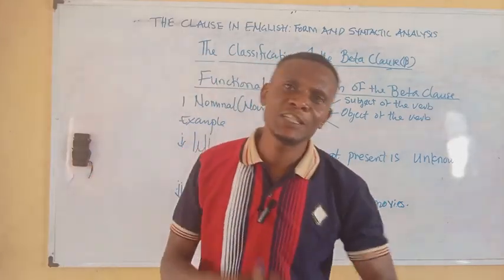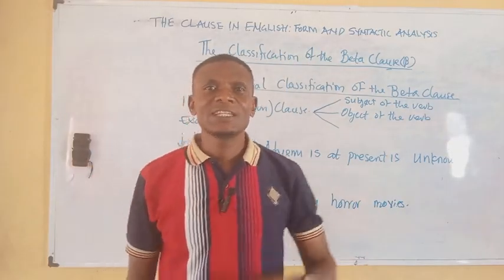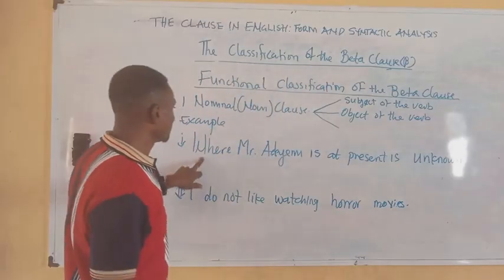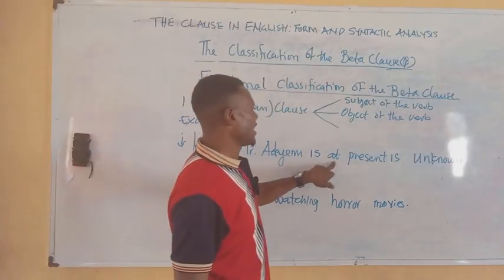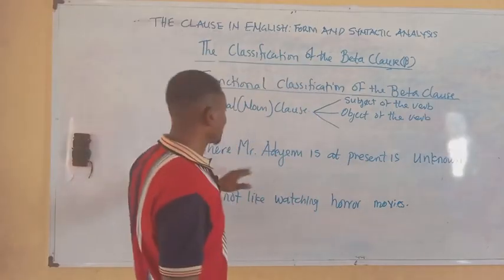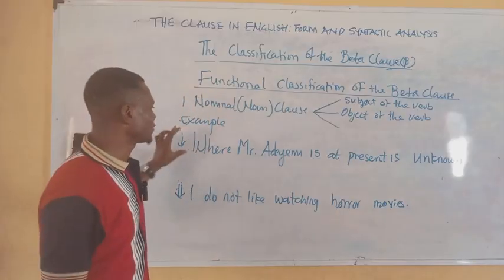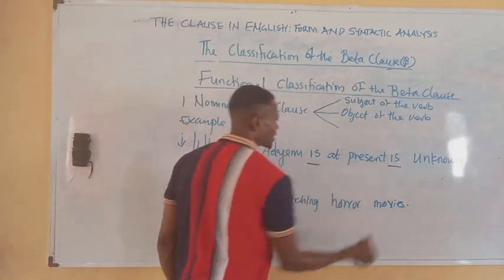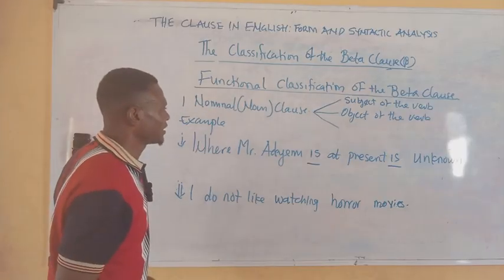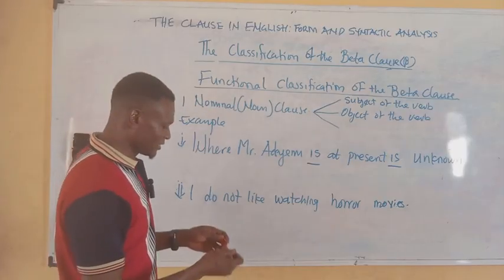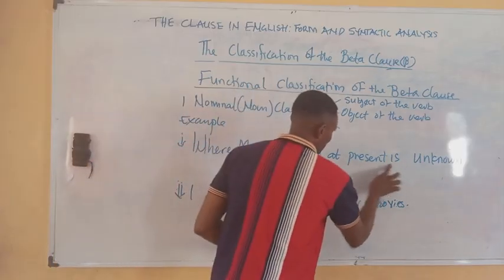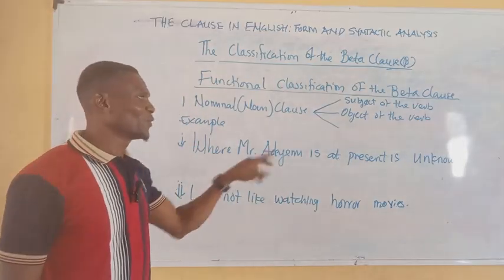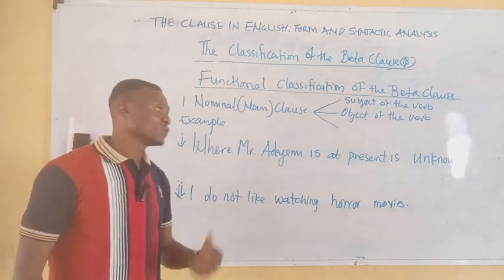What is a noun clause? A noun clause is a group of words that functions as a noun. So example number one: Where Mr. Adeyemi is at present is unknown. If you look at this statement, it will sound somehow difficult to analyze. We have "is" here, and "is" here. What type of sentence is this? Is this a simple sentence, or a complex or compound sentence? Let me tell you that this is a simple sentence. We only have one main predicator here, which is the second "is". So during the analysis, you are going to understand.